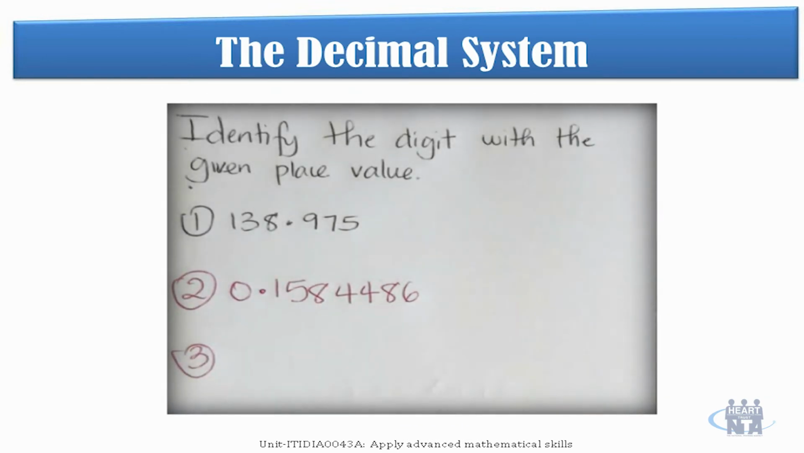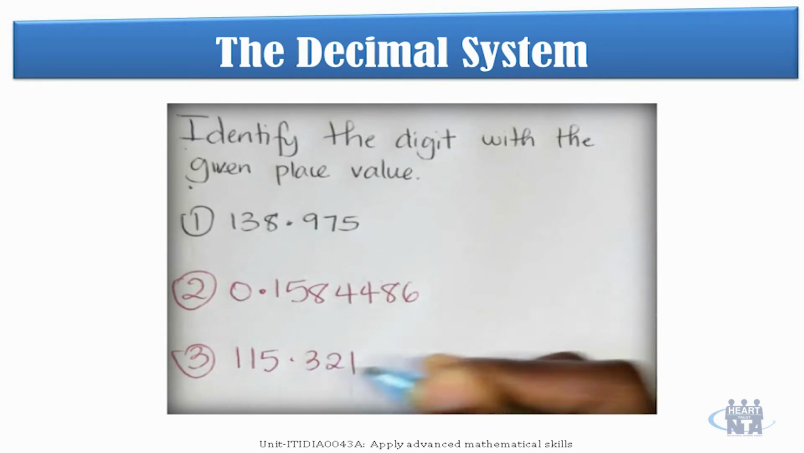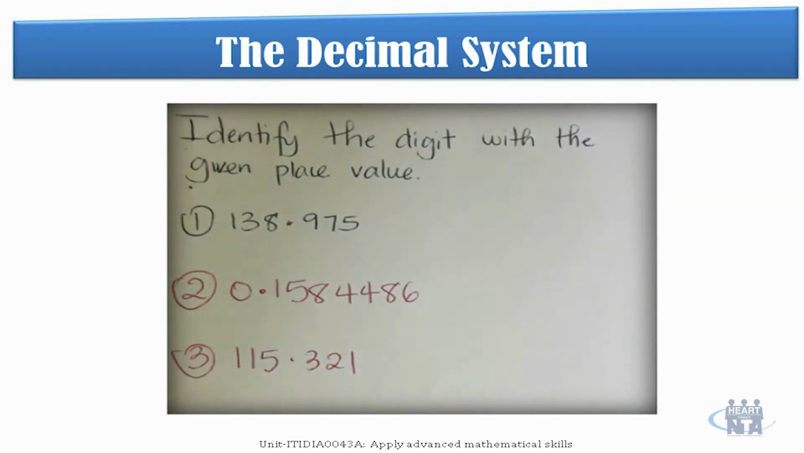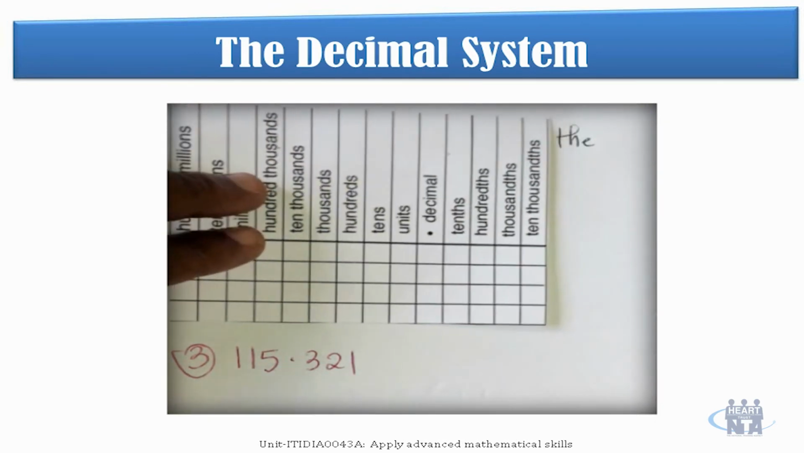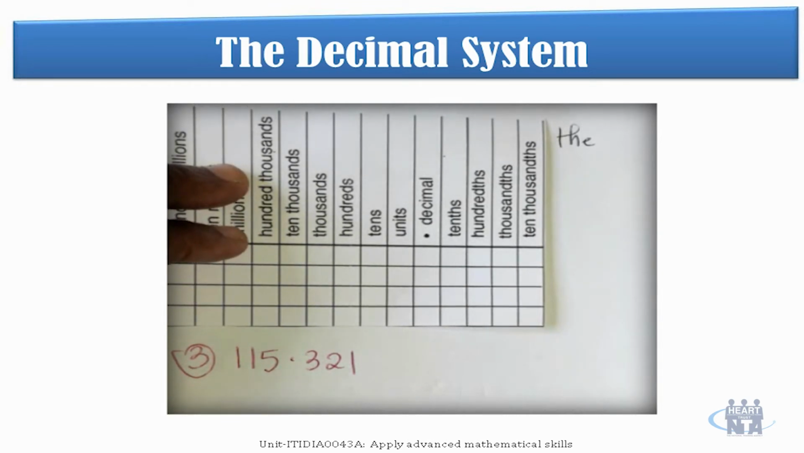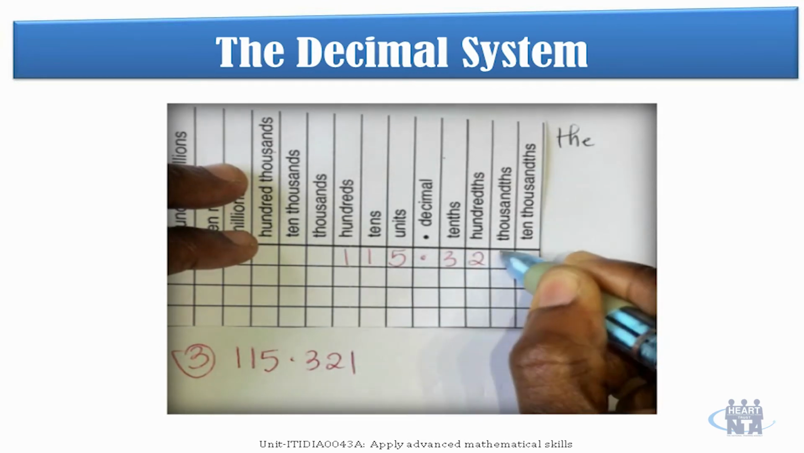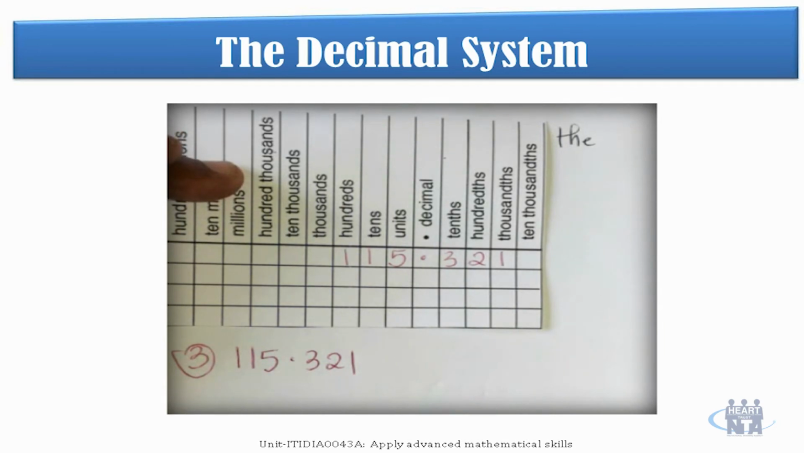Question number 3. You're given the digits, and you're asked to identify the number that is in the ones position. Now let's use our decimal place value chart for this question. If we rewrite the digits on our decimal place value chart, we have 115.321. The digit in the ones position or the units position would have been 5.